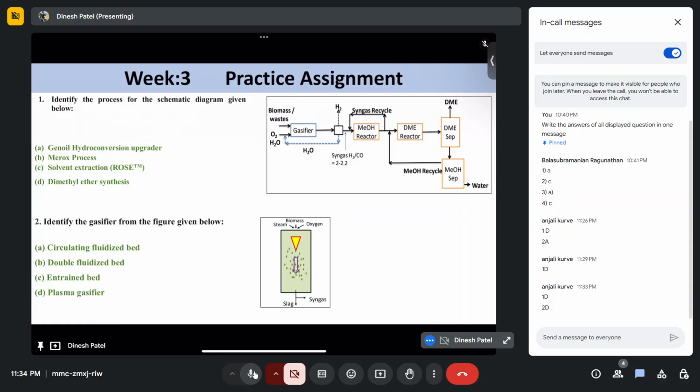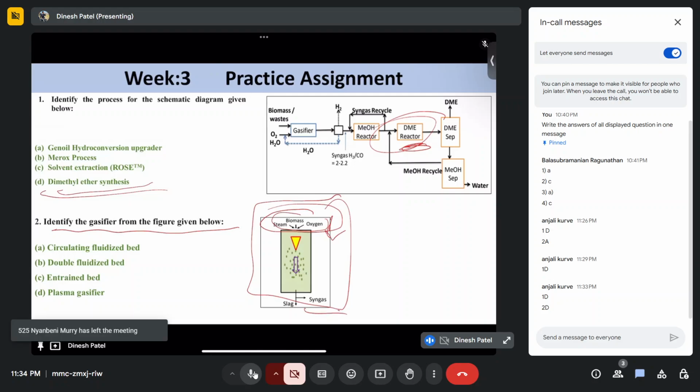So for the first one, correct answer is dimethyl ether synthesis. As you can see, a DME reactor is also used, so this is obviously a dimethyl ether synthesis reactor. For the second one, the gasifier. Here you can see you enter the steam, biomass, and oxygen from the upper side, and your syngas is produced from the lower side. So this is entrained bed. The correct answer is C.